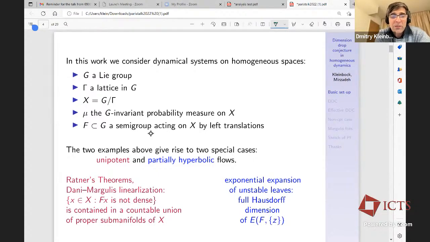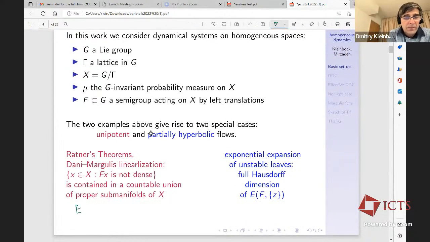So in the unipotent situation, you have Ratner's theorem, you have a technique of Dani and Margulis, and in particular, it follows that the set of points x such that Fx is not dense, let's say if F is a unipotent group or a unipotent semigroup, is contained in a countable union of proper submanifolds. So this set E_F, in other words, in this case, is small, informally speaking. It is contained in the union of manifolds of positive codimension, and in the partially hyperbolic flows, the converse can happen.